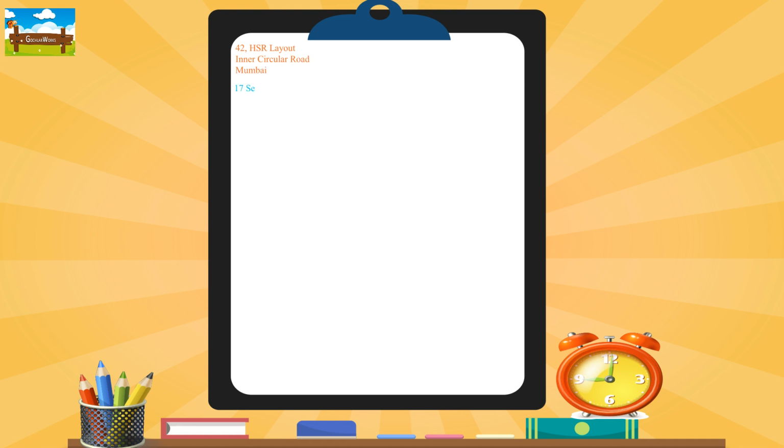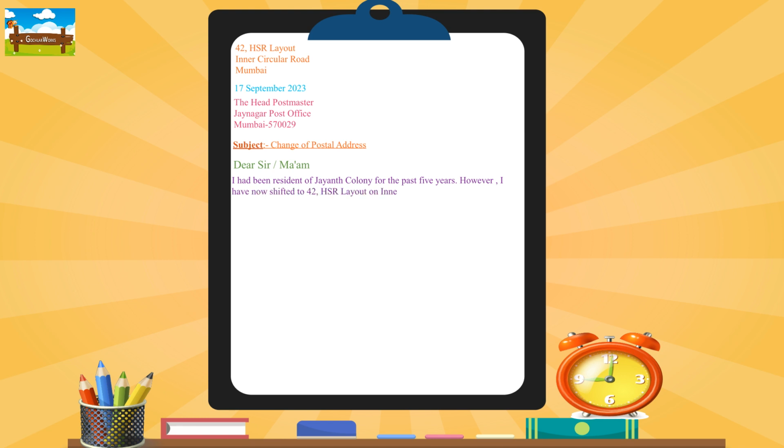17 September 2023. The Head Postmaster, Jayanagar Post Office, Mumbai 570029. Subject: Change of postal address. Dear Sir or Ma'am, I had been a resident of Giant Colony for the past 5 years. However, I have now shifted to 42 HSR Layout on Inner Circular Road.